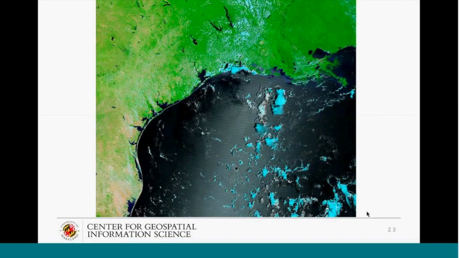Let's take a closer look at this image. Any guesses as to what this is? Clouds, and that's the Gulf Coast stretching from Louisiana to like the South Padre area. Nice. Yeah. Good catch.